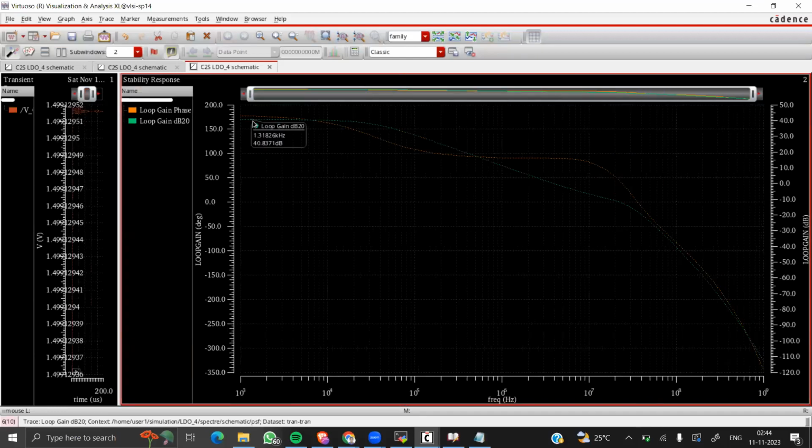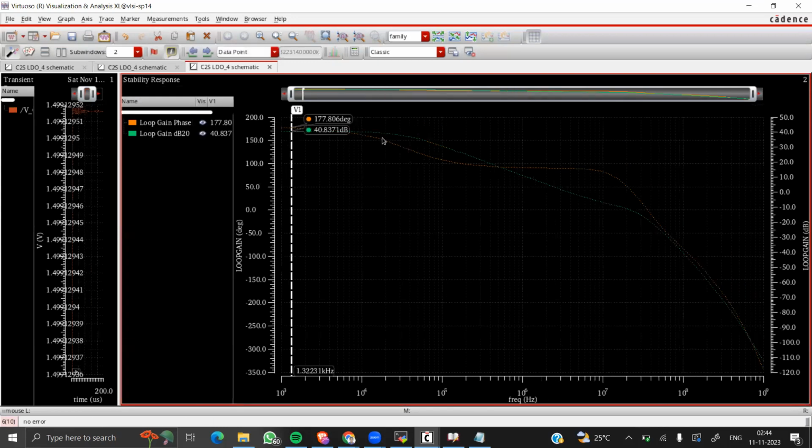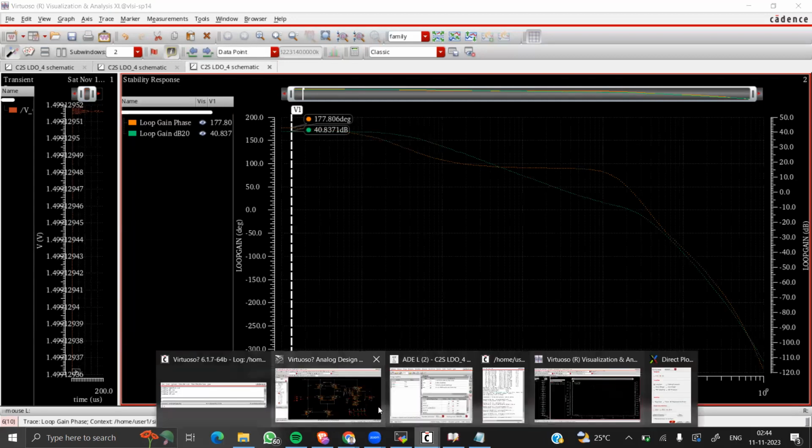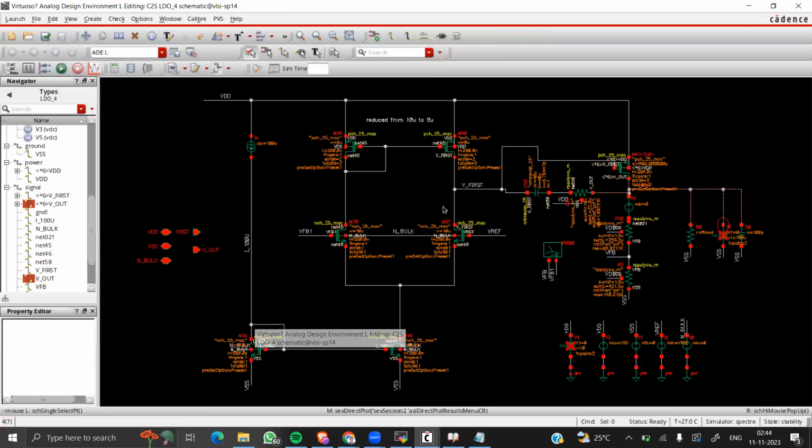So yeah, that's greater than 40 dB. And we have a phase margin that's pretty greater than 60 degrees. So that's a very acceptable value. I have a DC gain of 40 dB. 40 dB is like around 1000 gain. That's a pretty good range of gain for an LDO.